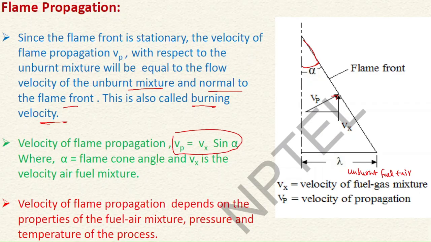Alpha is the flame cone angle and Vx is the velocity of the air fuel mixture. The velocity of flame propagation depends on the properties of the fuel air mixture, and the pressure and temperature of the process.